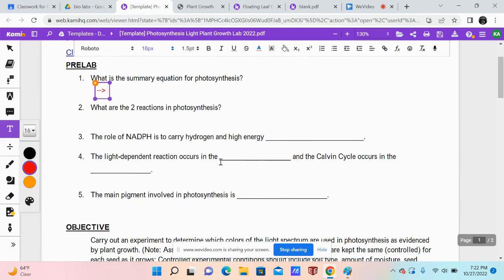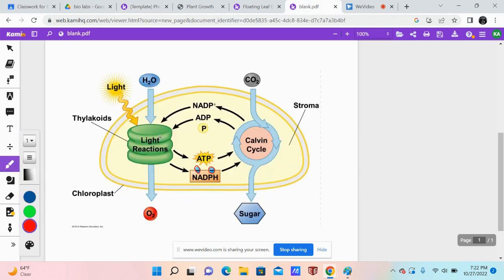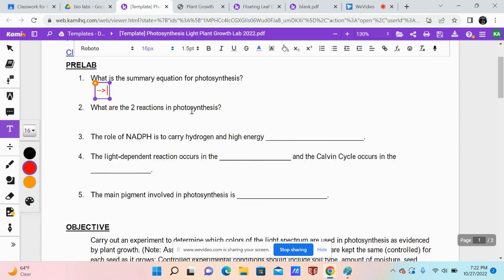The light-dependent reaction occurs in the thylakoids. So first blank, put thylakoids. And the Calvin cycle occurs in the gel-like fluid outside the thylakoids called the stroma. So thylakoids and stroma.